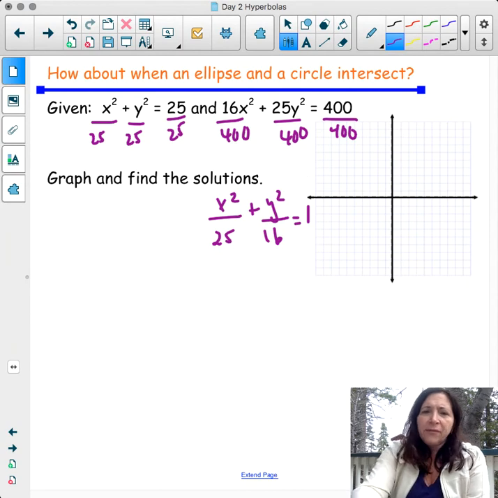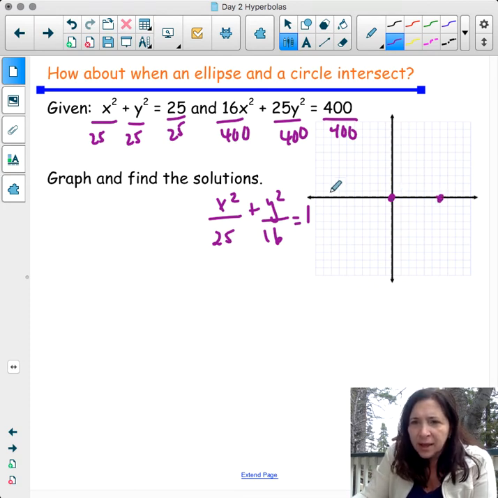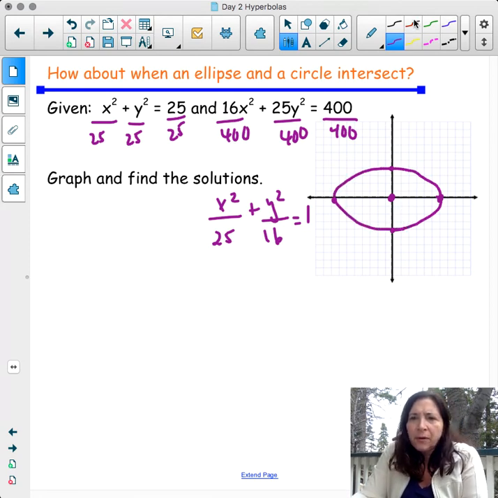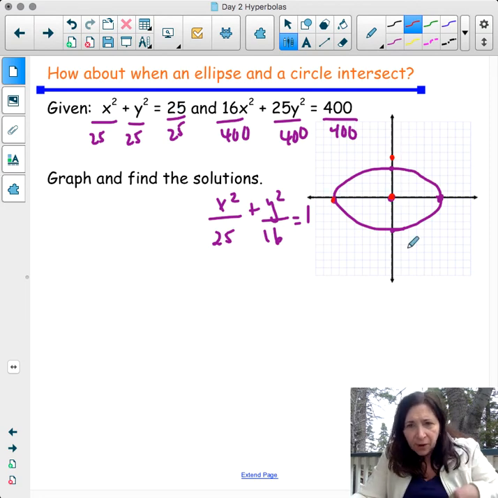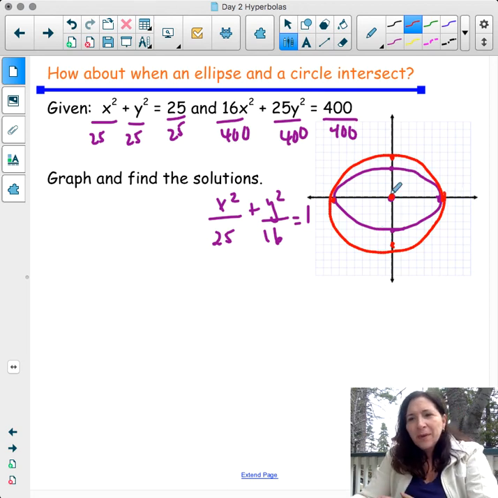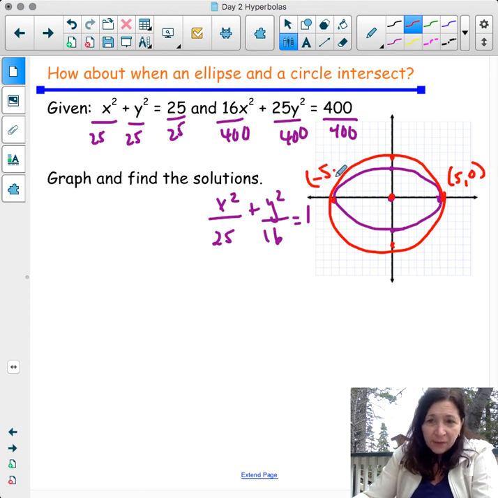So I'm just going to graph this really quick just to show you what this looks like. This one is 0, 0, center. In the x direction, I'm going 5, left and right. In the y direction, I'm going 4, up and down, so that my graph is going to look like this for this problem. That's my ellipse. For this problem, this is my circle, 0, 0, and it looks like I'm going to go up 5, left 5, down 5, and right 5. So it looks like this problem right here looks like that. So obviously, I do see my two intersection points, which are 5, 0 and negative 5, 0.